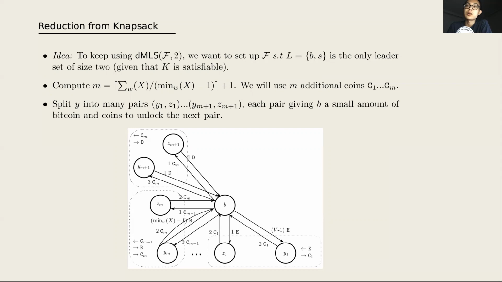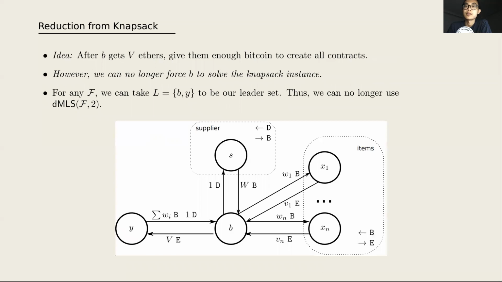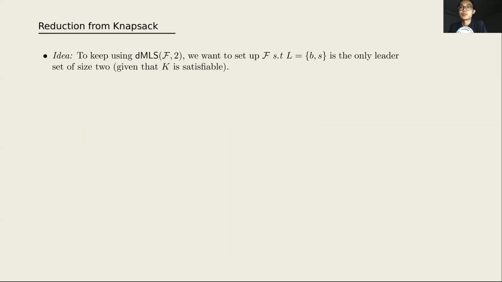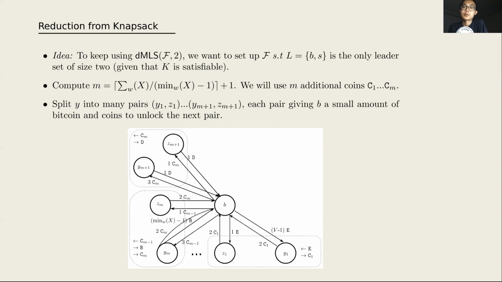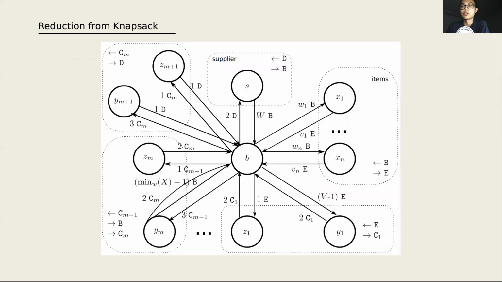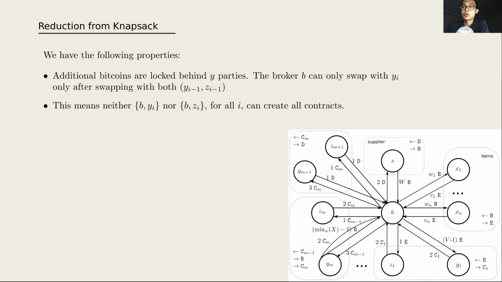And the idea is that each pair will give the broker a small amount of Bitcoin, whereas back here, Y gave our broker a lump sum, namely the sum of all weights in Bitcoin. So now we want to give it in small amounts and use cryptocurrencies to unlock the next pair, using our C1 through CM coins. So for example, the Y1 Z1 pair would unlock the Y2 Z2 pair. And then overall, the graph would look something like this.